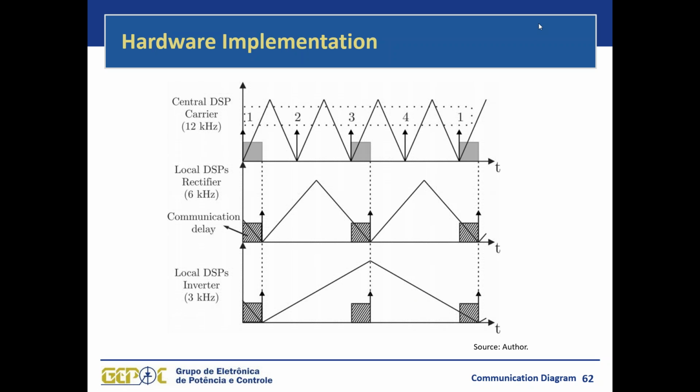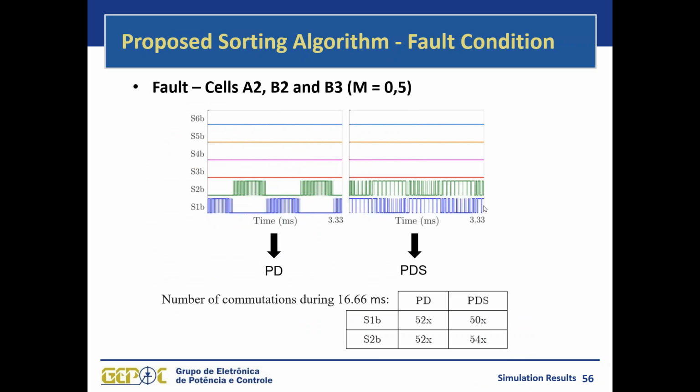Good, Prof. And in the results, if you go to slide 56. Here, what is the difference between the two faults? And by faults, you mean they are not at all conducting, right? They are turned off. A2, B2, and B3 are off. Is that a fault? Yes.